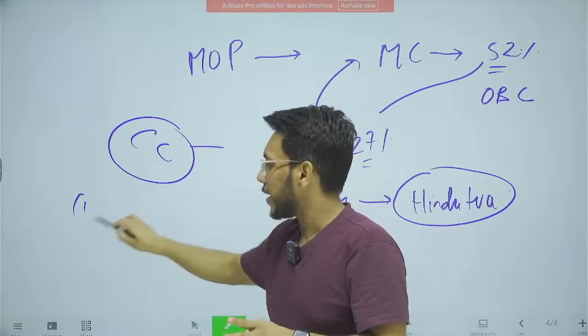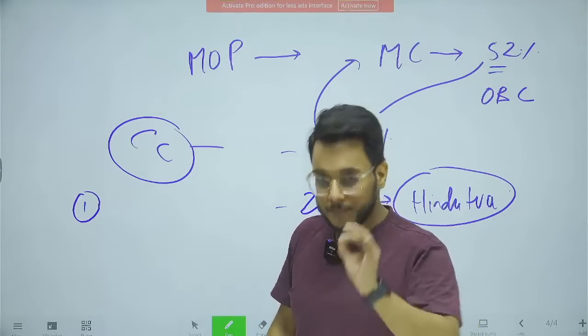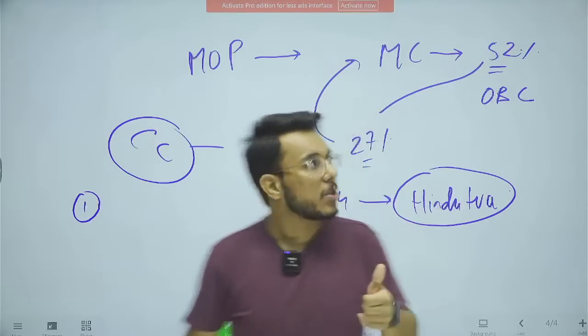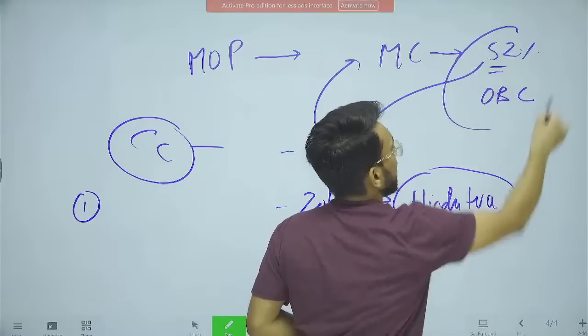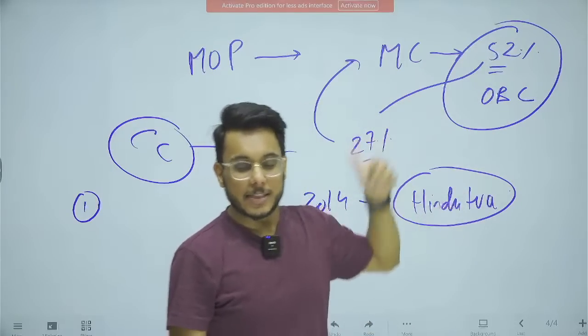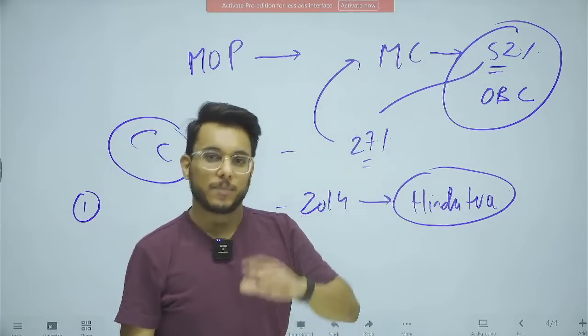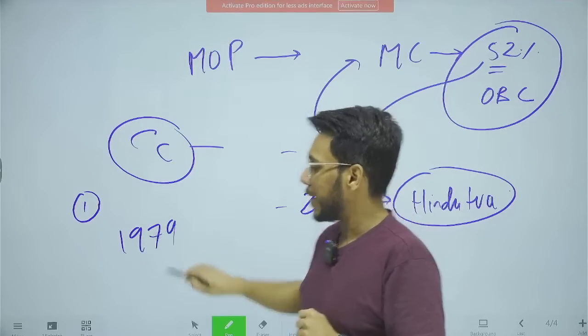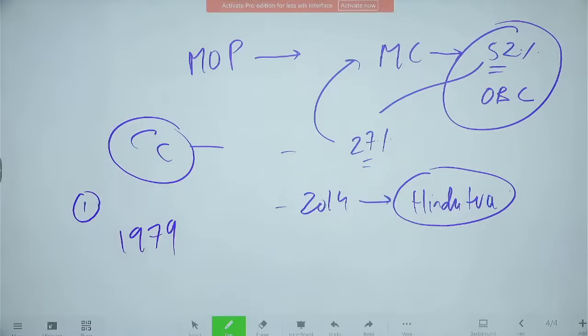The first information that I told you is that according to the Mandal Commission, 52% of people are backward. Now, the Mandal Commission report actually came in 1979.